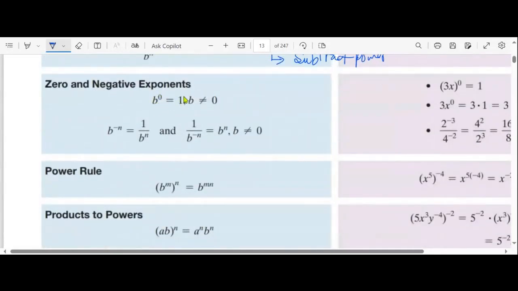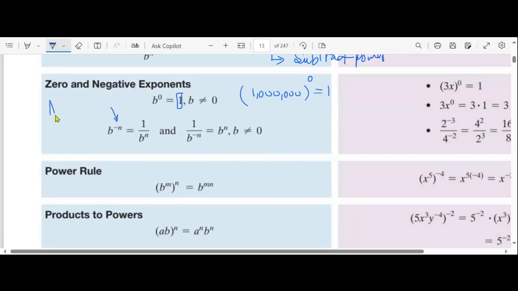Any number to the power of 0 is equal how much? It's always 1. So if I say 1 million to the power of 0, how much is that? 1. So here I have 3x all to the power of 0. It's equal how much? 1. 3 times x to the power of 0 equal what? 3 times 1, which is how much? 3.